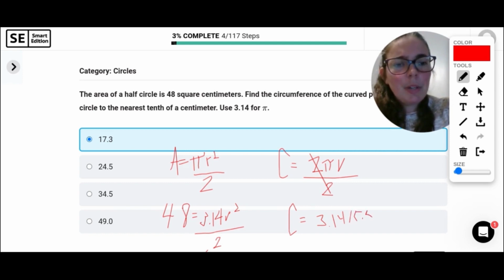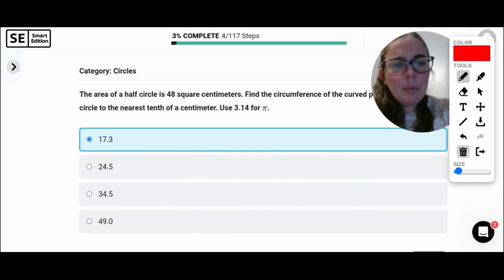And when we do that, we get about 17.5 0.3. Cool. All right.